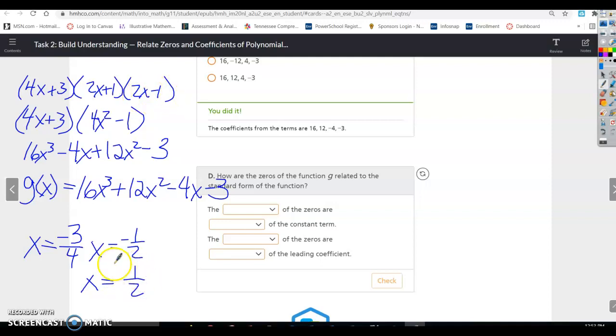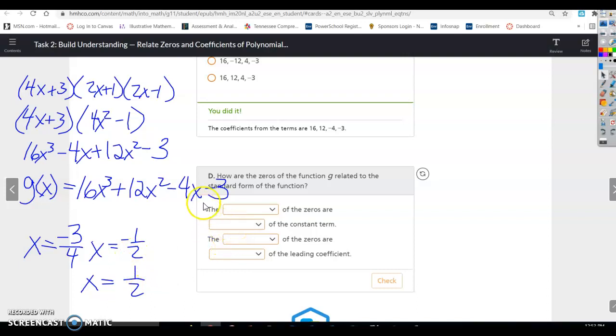All right, sorry about that. Let me click on the pointer here. So the blank of the zeros are what of the constant term? We got the numerators are negative 3, negative 1, and 1. The denominators are 4, 2, and 2. So we're talking about the constant term.